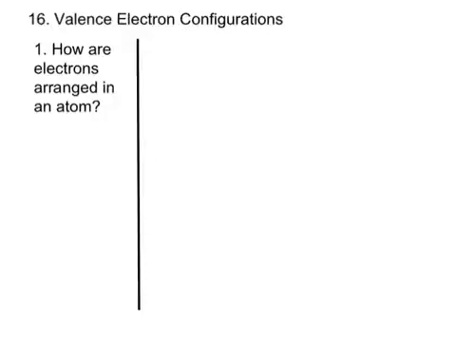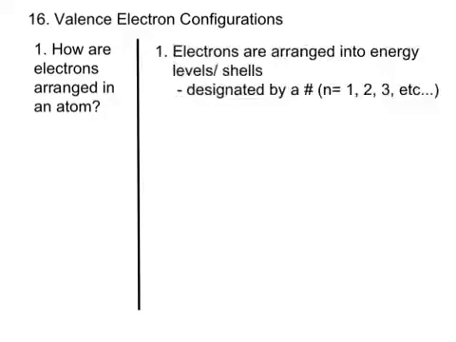Our first question of these notes is going to expand on our knowledge of how electrons are arranged in an atom. So the first thing that we said is that electrons are arranged into energy levels or shells. These electron shells are designated by a number, like 1, 2, 3, 4. Remember, 1 is the closest one nearest to the nucleus, and as you go out further and further, 2, 3, 4, 5, 6, and so on, you get farther and farther from the nucleus, and you also get higher and higher energy out there.